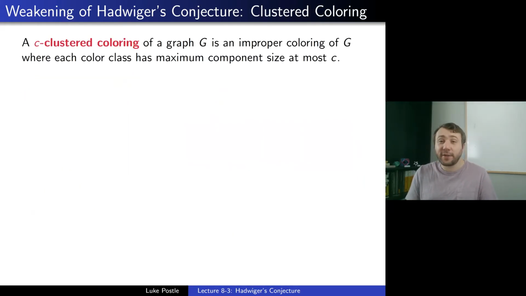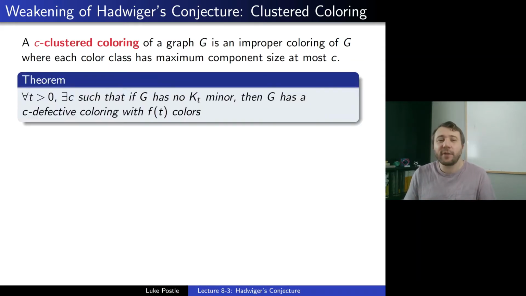Another stronger version of this is, instead of going for the degree, you can do what's called clustered coloring. A C-clustered coloring of a graph G is an improper coloring of G where each color class has maximum component size at most C. Of course, if you have maximum component size C, you have maximum degree C minus 1, so clustered would imply defective, but not necessarily vice versa. So we ask not only about monochromatic degree, but the stronger condition that all of the monochromatic parts are clumped together into small components.